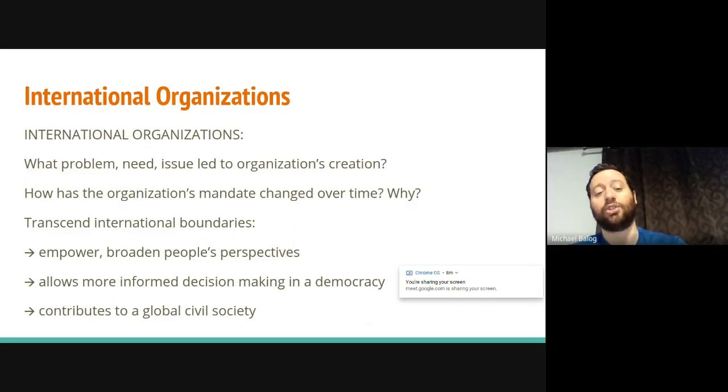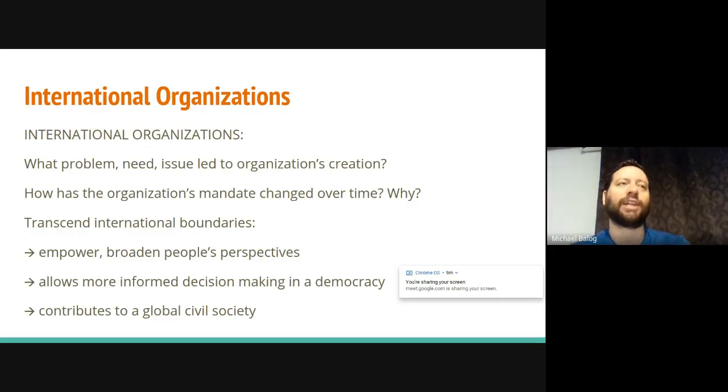Okay. And so whether we're talking about an international organization like NATO or the United Nations, those are IGOs, intergovernmental organizations, or whether we're talking about non-governmental organizations, things like the Red Cross or Amnesty International, all of them were created with a problem in mind, something that needed to be addressed.